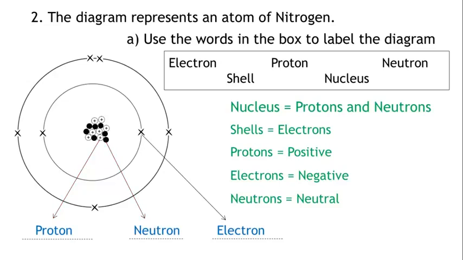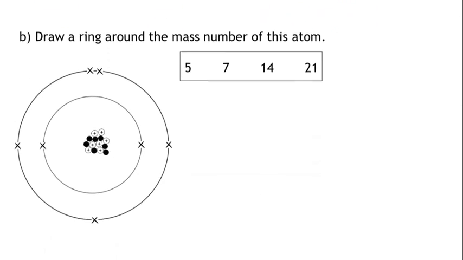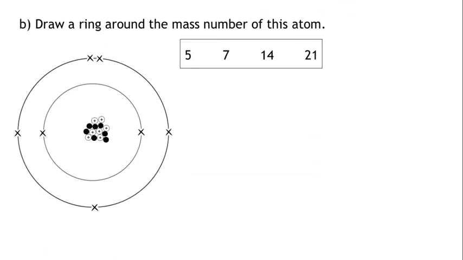Part B. Draw a ring around the mass number of this atom. Let's write down what we know about the mass number. The mass number is equal to the number of protons plus the number of neutrons.